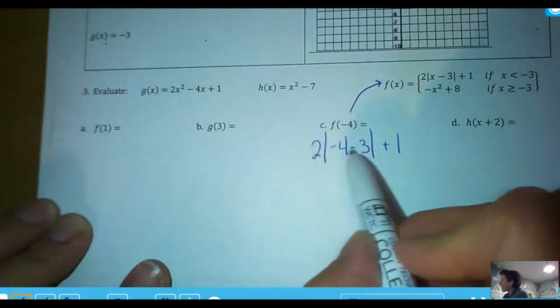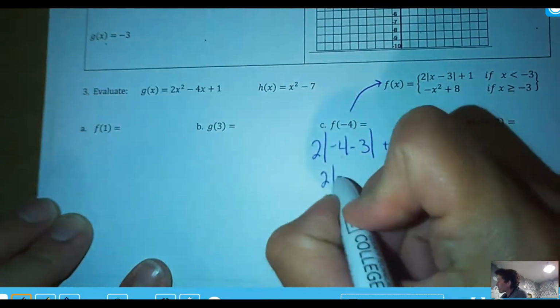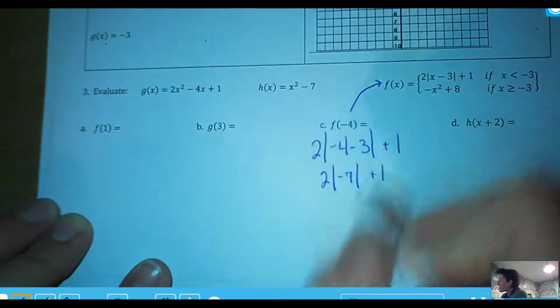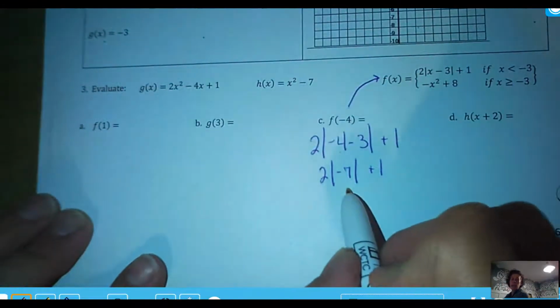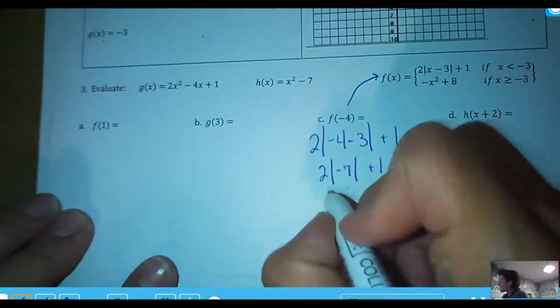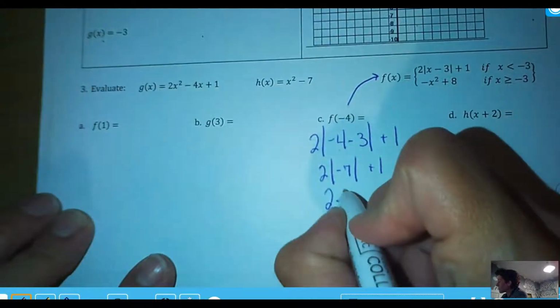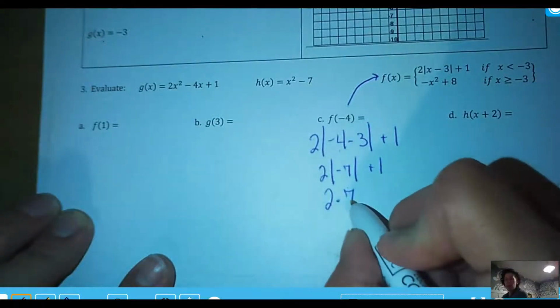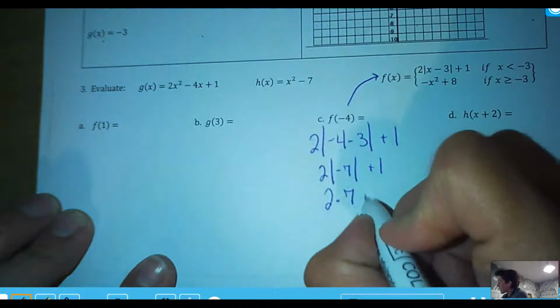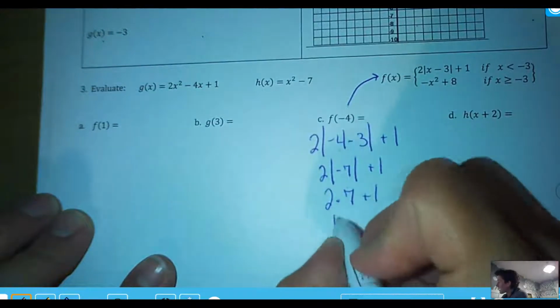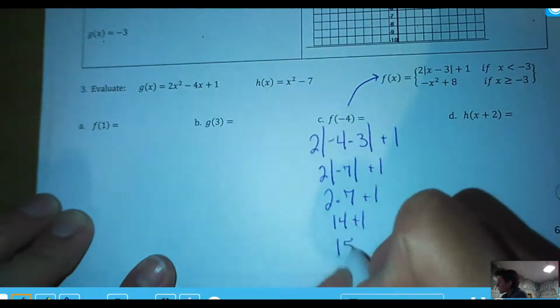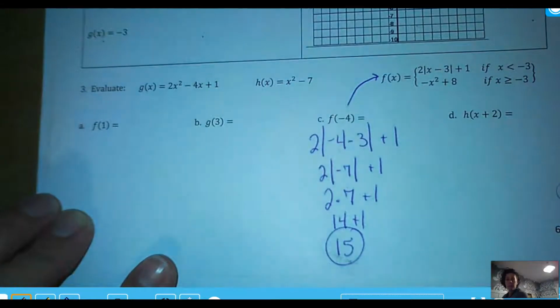So if I have -4 and I take away 3, that turns into -7, still in the bars. And then what you need to remember is that when you take the absolute value of a number, it always forces it to become positive. So that -7 becomes a 7. And now I can multiply it by the 2. I'll multiply, add them up, and so when I'm done, I get 15. All right? So let's take a look.